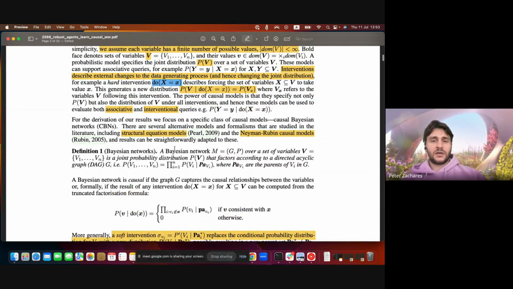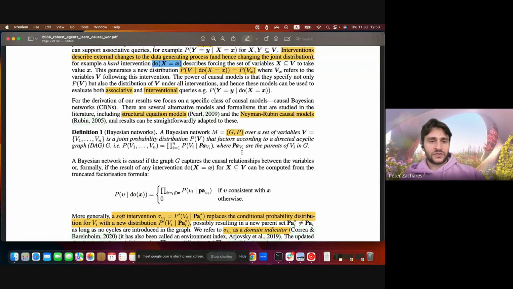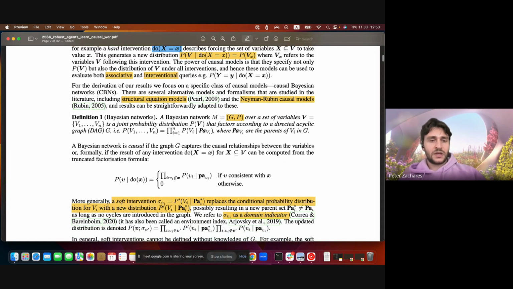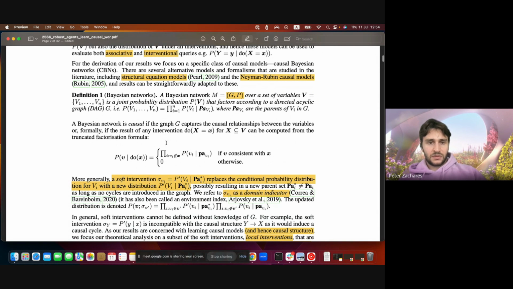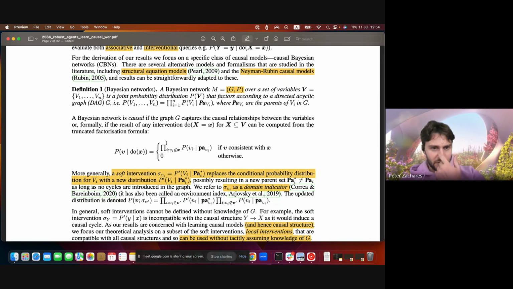So yeah, again, not to add too much detail, but the description of a causal model is a Bayesian causal model. There are other ones like a structural equations model or Neyman-Rubin's causal model, but this one is a good one to start with. I agree with it. Okay, so we've described what a causal model is, and then they want to describe what is an intervention, I think?